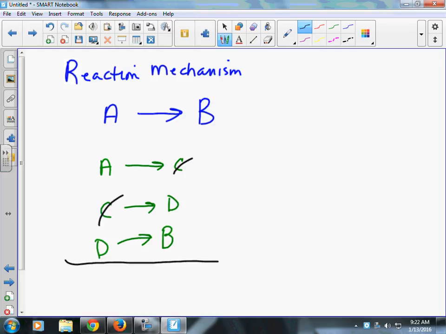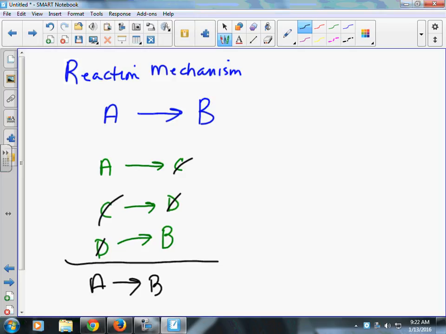C gets produced in one step and gets consumed in the next step, right? And then D gets produced in one step, but gets consumed in another step. They cancel out, right, on paper. So when everything's all done, we end up with A going to B, right? That's how most reactions really happen.